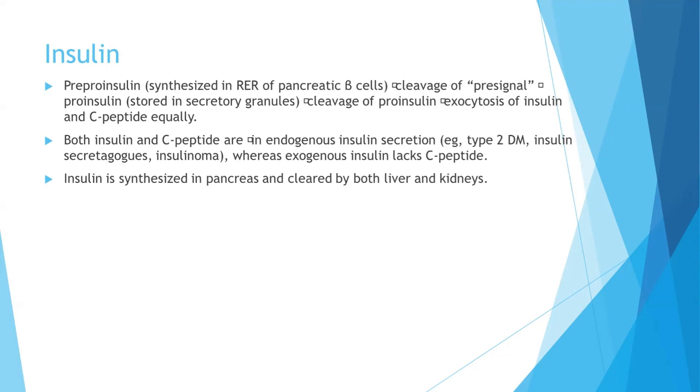So both insulin and C-peptide are released in endogenous insulin secretion, for example, in type 2 diabetes mellitus, insulin secretagogues, or insulinoma, whereas exogenous insulin will lack C-peptide.